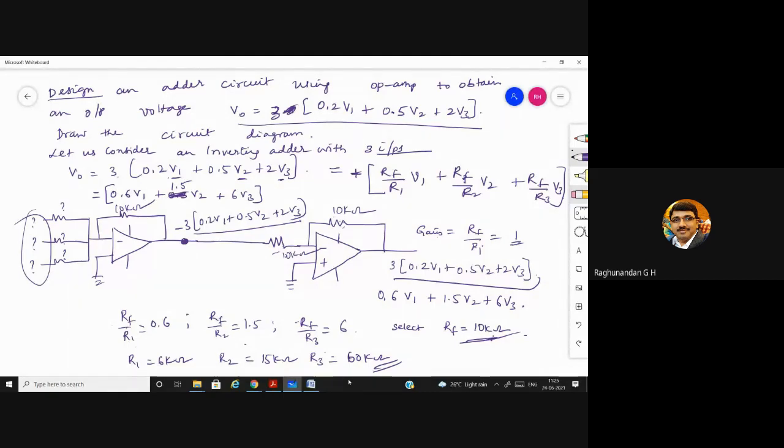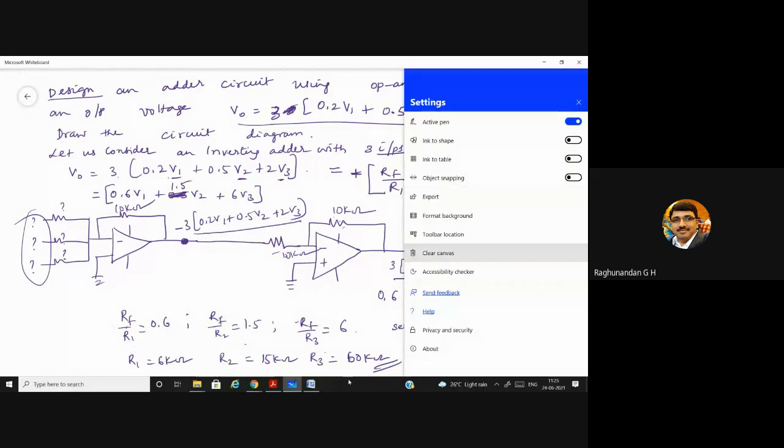You can check any question paper of the last 2 years, you will find this problem. This kind of problem is usually asked, because if you know the concept, you can do it. That's all.